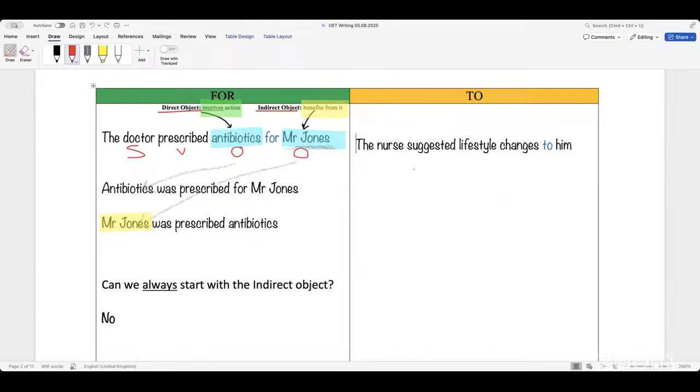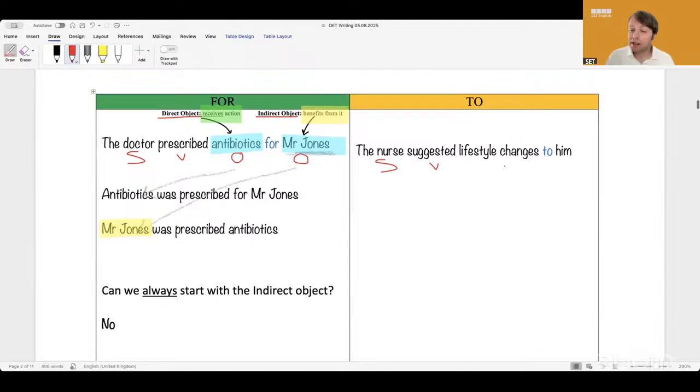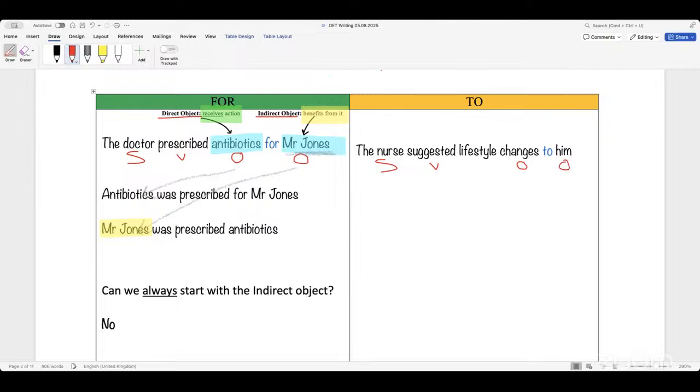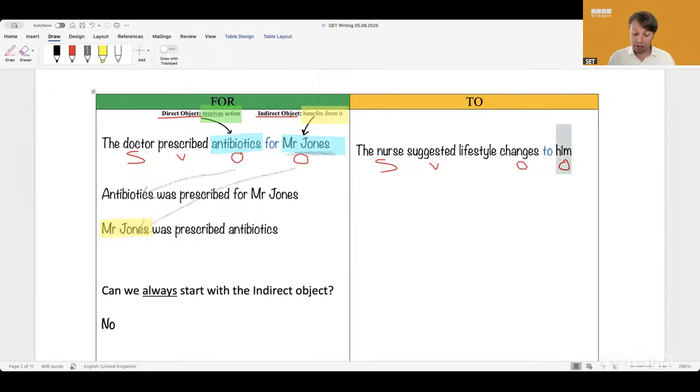So where's the subject of the sentence here? The nurse suggested life changes to him. The nurse. Okay, where's the verb? Suggested. Okay, and Demola, where's the object? To him. Well, there's two. There's changes and there is him. Okay, and Demola, we can say him or we can say to Mr. Jones, right? It's the same.